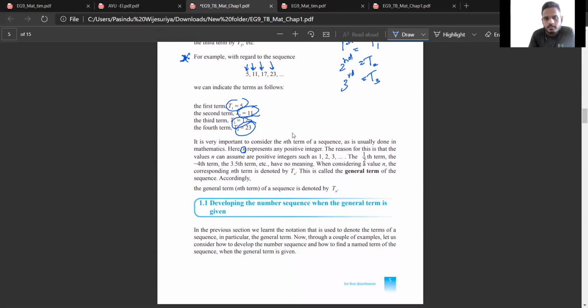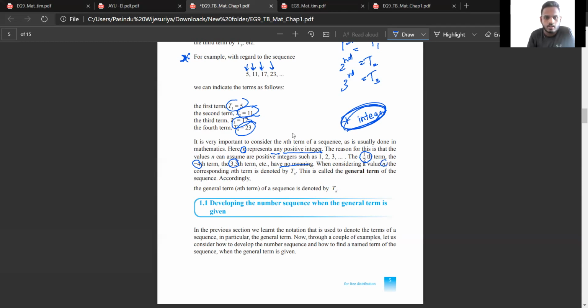n is the number of the term, like which term it is, that is what n represents. It must be a positive integer. Any positive integer, that should be positive. So you can't consider a half term. You can't consider a 3.5th term or a minus term. The term number is always a positive integer. Okay, if it's not a positive integer, it has no meaning.